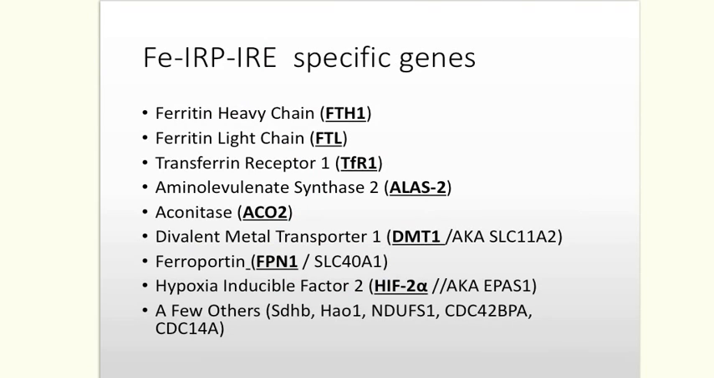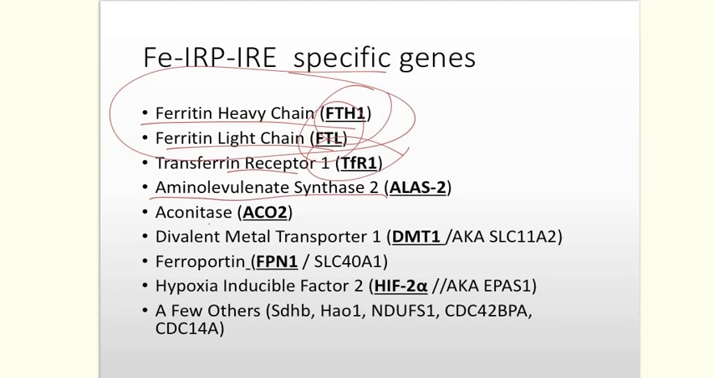So then what genes are affected by the iron response protein and the iron response element? That's a good question. So you have ferritin heavy chain, you have ferritin light chain. Both of those two make up the ferritin molecule. You have transferrin receptor 1, aminolevulinic acid synthase 2, or ALAS2. Now, ALAS, you'll remember, is the first step in heme synthesis. ALAS2 is only expressed in erythroid precursor cells. Every other cell expresses ALAS1. So thus, in the presence of iron, erythroid precursor cells will upregulate the production of aminolevulinic acid.